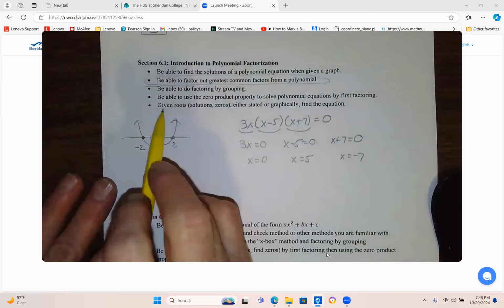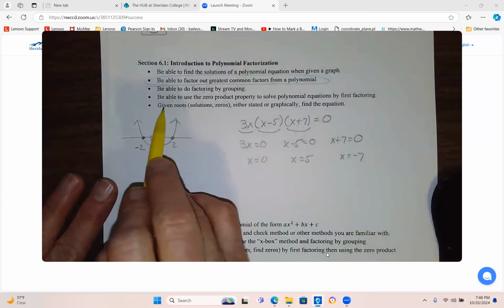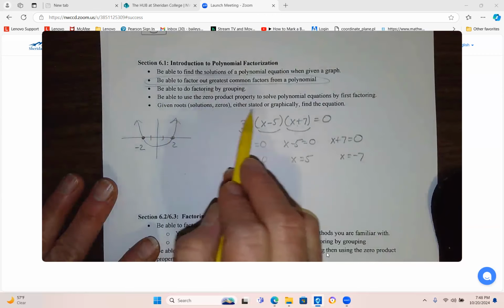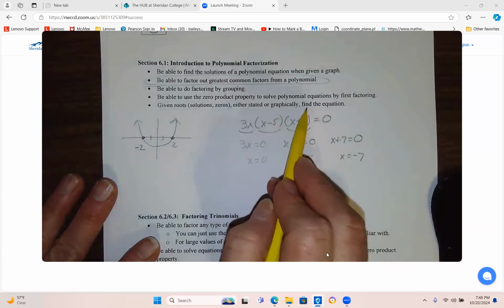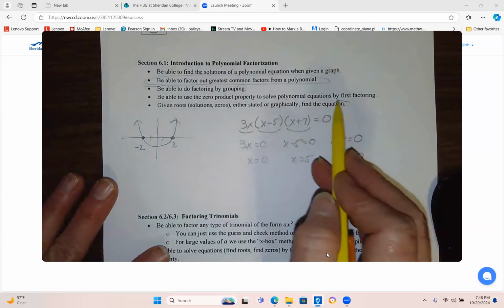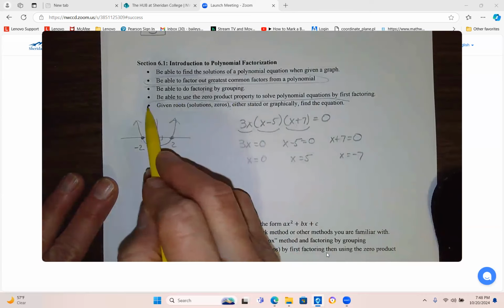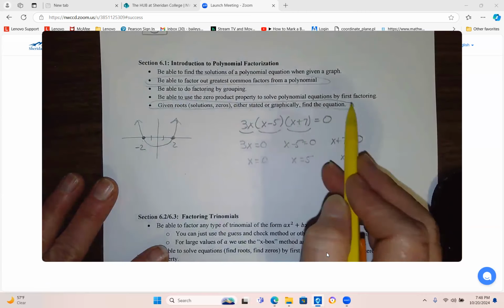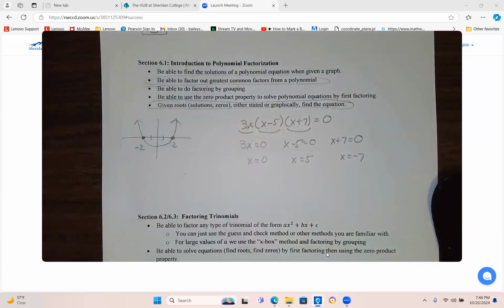Given the roots, the solutions, either stated or graphically, find the equation. I did not put this on the test because I did not have any homework problems dealing with that. I didn't think that was fair. So I'll put that one on a different one, maybe the final, I don't know. So you don't have to know that one. If you do, great.